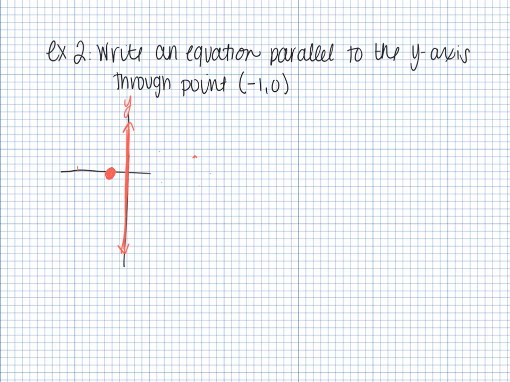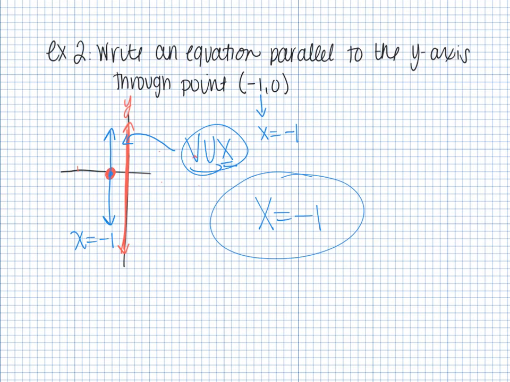Well, the only vertical line that goes through the point negative 1, 0 is the line x equals negative 1. Because this is a vertical line, I'm using the Vux part of Hoivux. Because it's a vertical line, I want x equals a number. Well, this point, the x equation would be x equals negative 1. So that would actually be your answer.